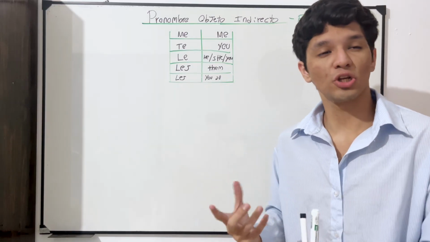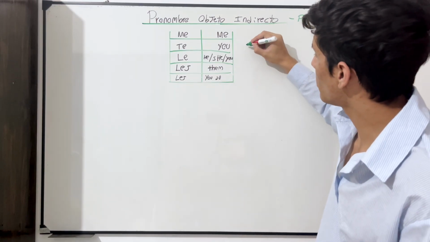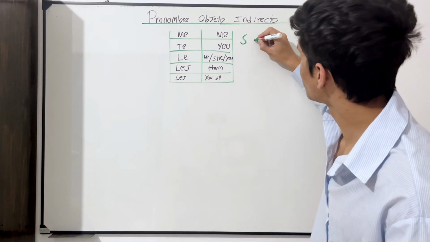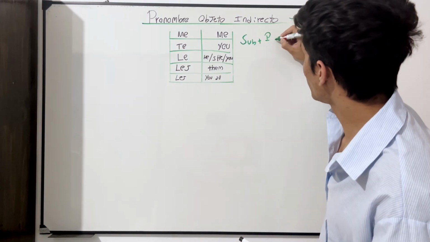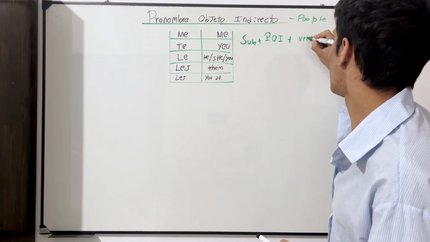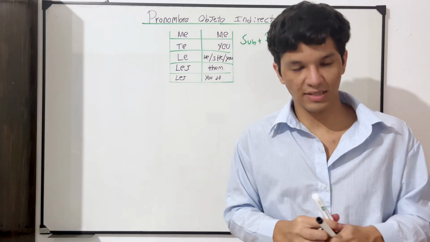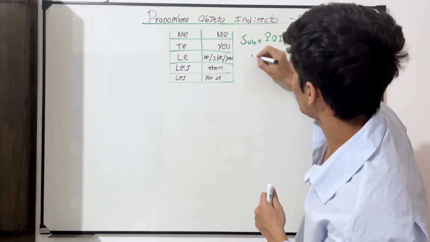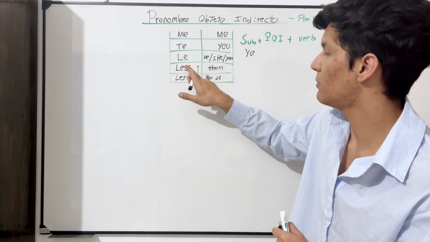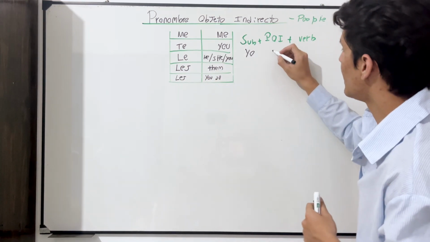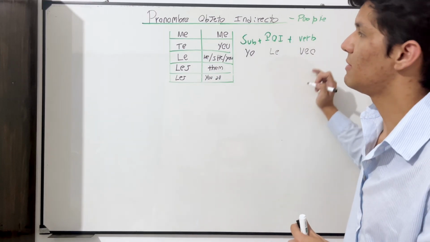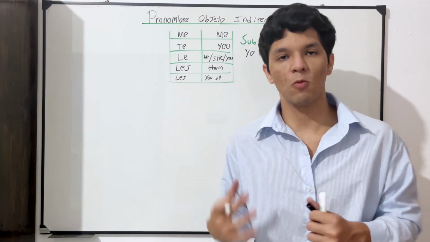Now, what's the location of this pronoun? The location of this pronoun would be first the subject, for example, yo, plus pronombre objeto indirecto, plus the verb. For example, I look at him. So you would say, him is he, so it would be le. Le, and then the verb: yo le veo. I look at him. I see him, I watch him.